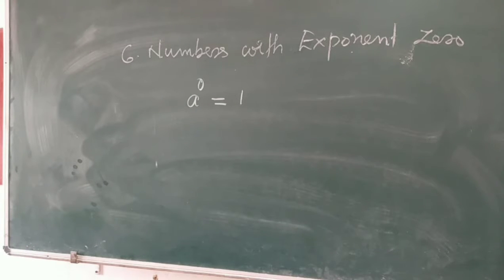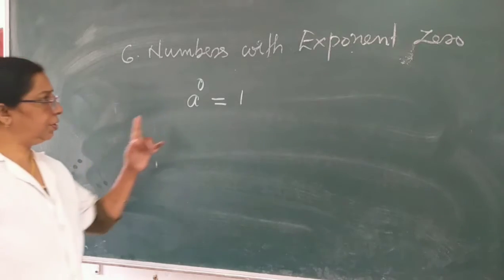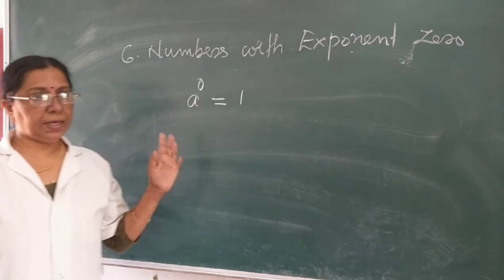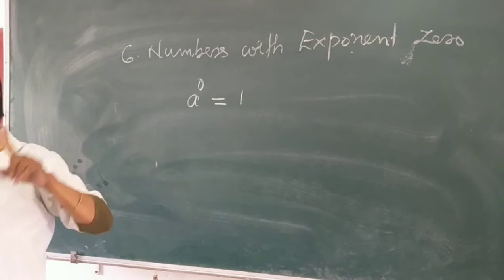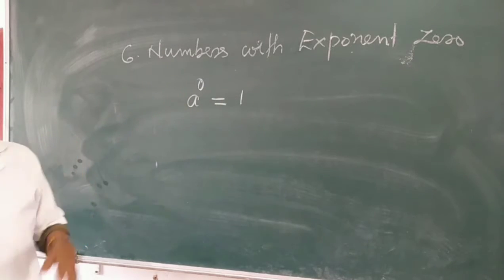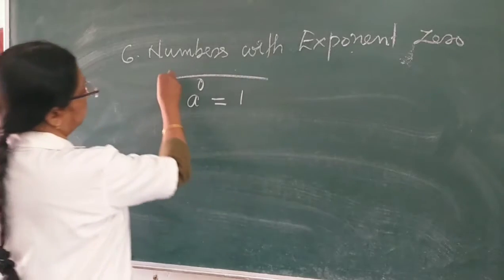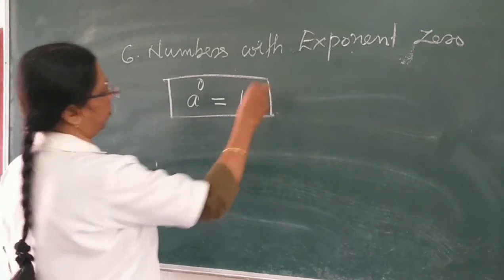5 raised to 0 is 1. 12 raised to 0 is 1. However big or small the number is, -3 raised to 0 is 1. Whether it is a big number or a small number, if the power 0 comes, the answer is 1. Any number raised to 0 is 1. That is powers with the exponent 0.